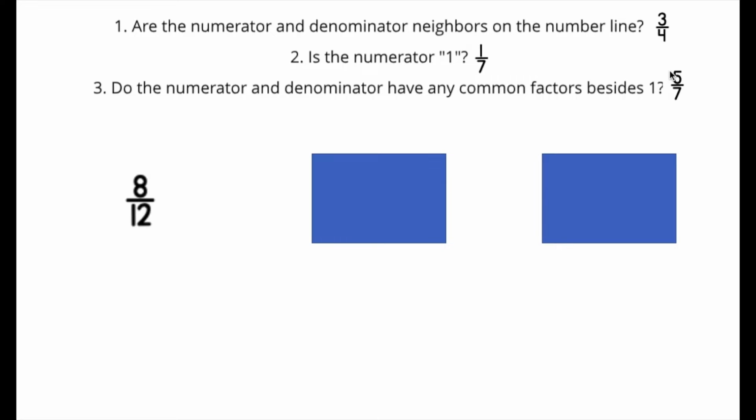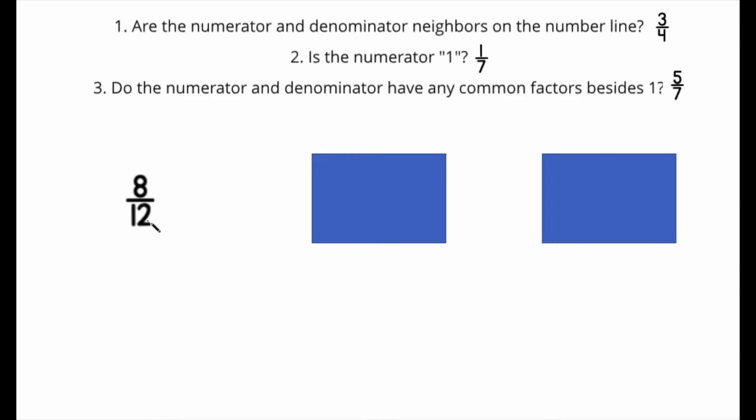So let's talk about what to do if your fractions are not simplified. All right, so our first example that we have is 8/12. So go ahead and get your paper, your pencil ready, and let's look at 8/12. So our first rule, are the numerator and denominator neighbors on the number line? Is the 8 right next to the 12 on the number line? No. Number 2, is 1 a numerator? No. So now we have to determine if number 3 is going to cover our rule.